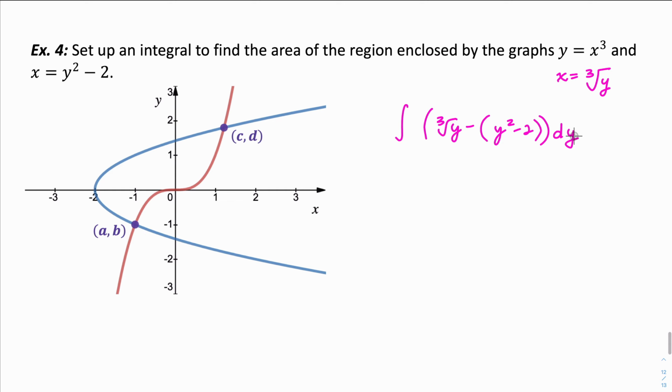Now, where are we going from? We're starting here and going to here, so we're using the y values. It's going from b to d. This would be the integral that you'd be using. If you wanted to simplify it, you could: the integral from b to d, distribute the negative through. I would probably change this to an exponent, so y to the 1/3 minus y squared plus 2, with respect to y. That would be the integral that I would evaluate to find this area here.